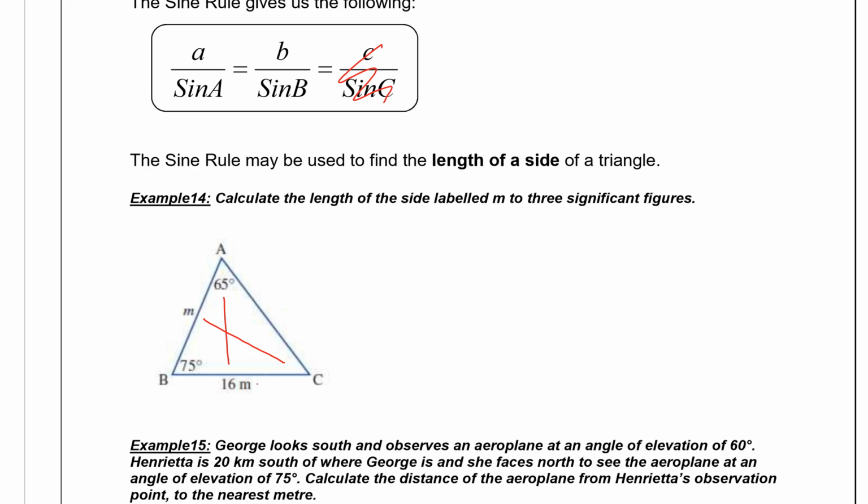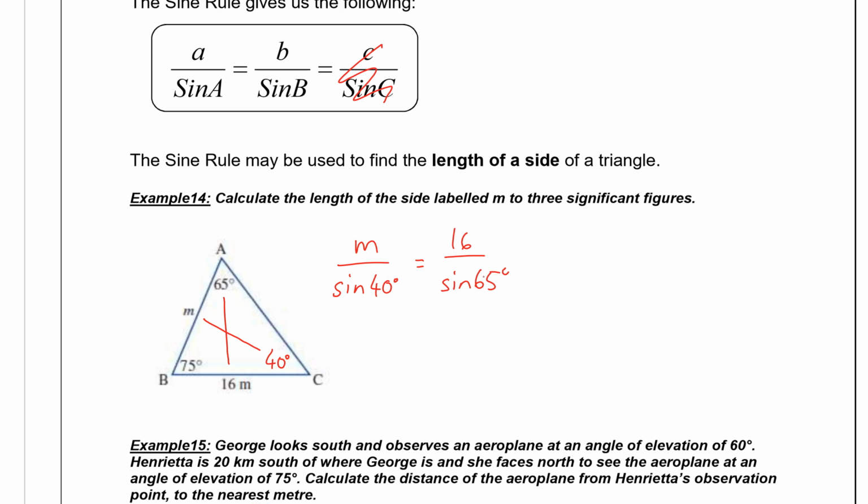I don't have that. But I know that my triangle interior angles add up to 180. So 65 plus 75 is 140. So this angle here must be, let me make a little bit of space there, 40 degrees. I'm pretty happy just to write that on there. That's not too complicated. So now I know that m over sine 40 equals 16 over sine 65.